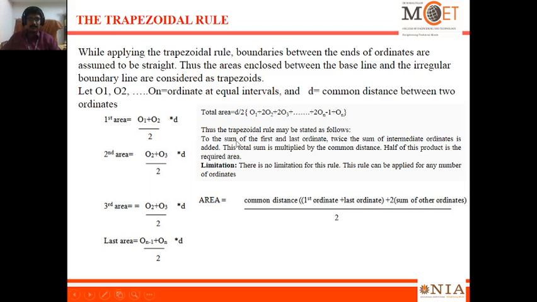So in a statement, we say the sum of the first and last ordinate, plus twice the sum of the intermediate ordinates, is added, and this total sum is multiplied by the common distance D. Half of this product is the required area, and this method has no limitation. This rule can be applied for any number of ordinates. That is the major advantage. In general, this is the formula, but compared to the next method, it is a little bit less accurate, though it can be applied for n number of ordinates. That is the major advantage of the trapezoidal rule.